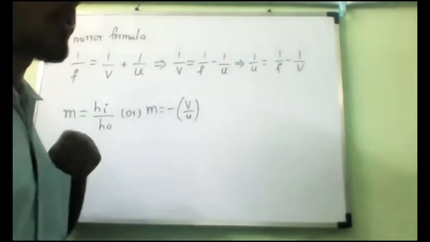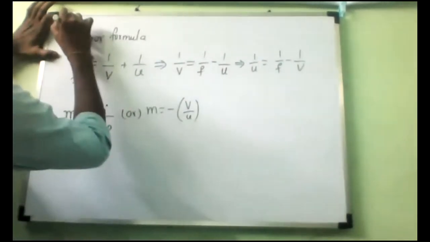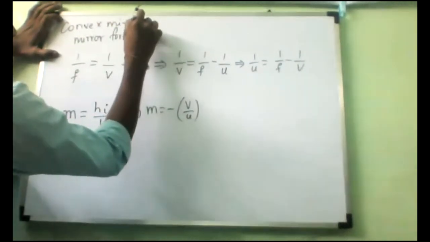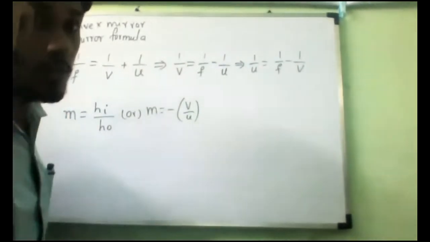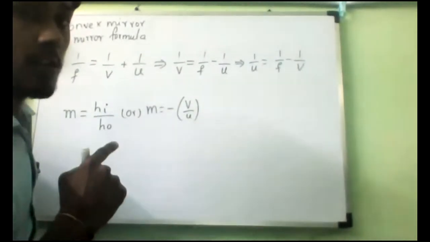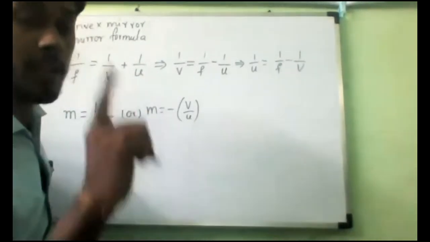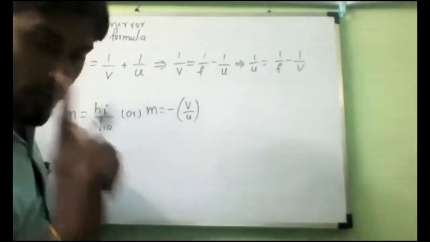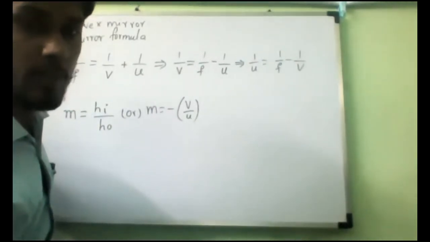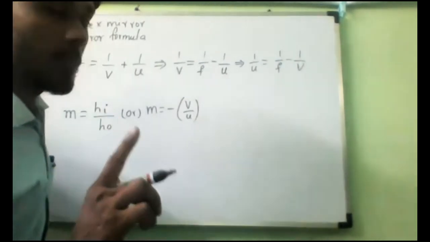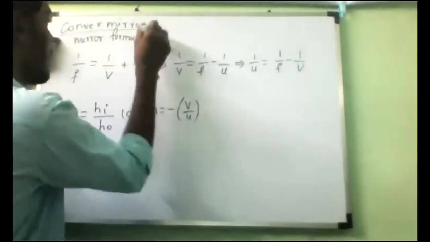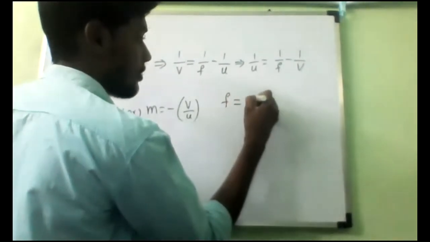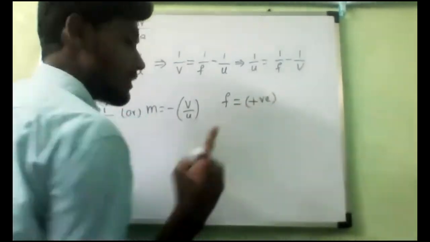Now, those who don't know the sign convention, once again, please all of you observe and note it down. Those who know also, no problem. Whenever you see the word convex mirror in the question, immediately you should remember: only one case we have. Wherever you place the object, it will form a virtual image. And the focal length is positive.